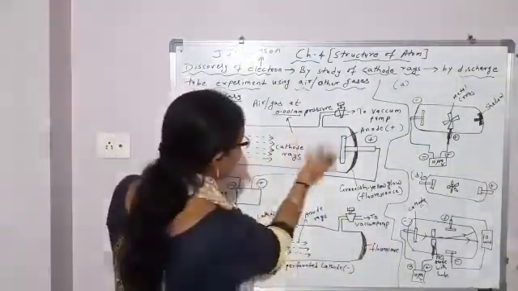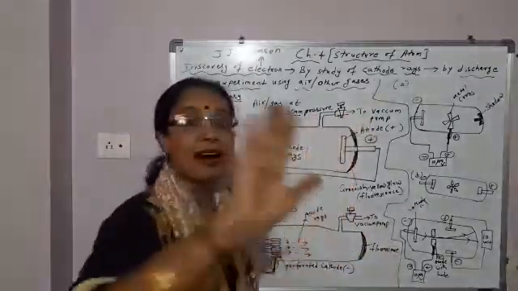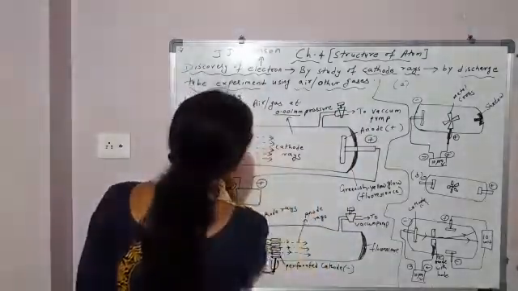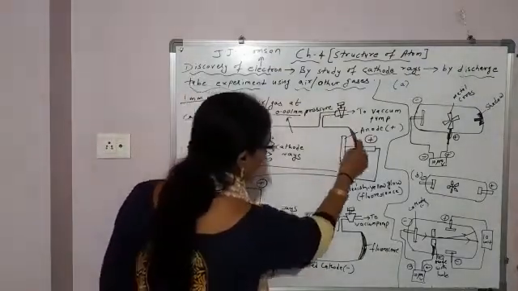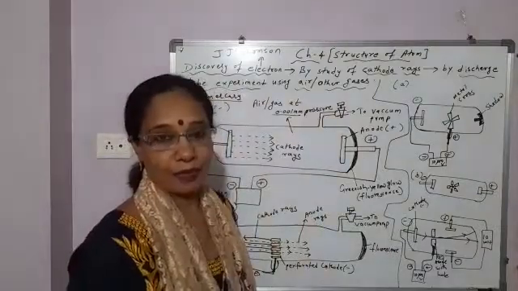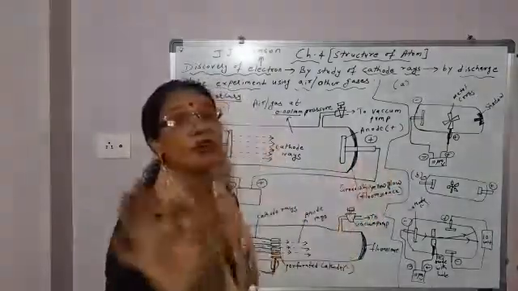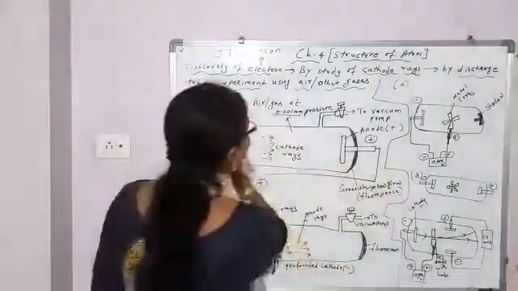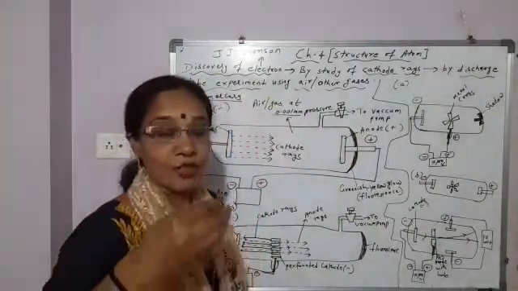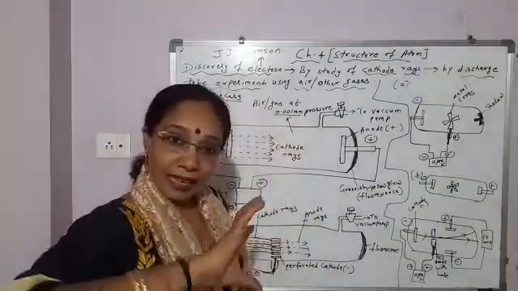The light which is emitted disappears, and the entire tube becomes dark, and the glass wall opposite to the cathode starts glowing with greenish yellow light, which is called fluorescence. But the entire discharge tube becomes dark.